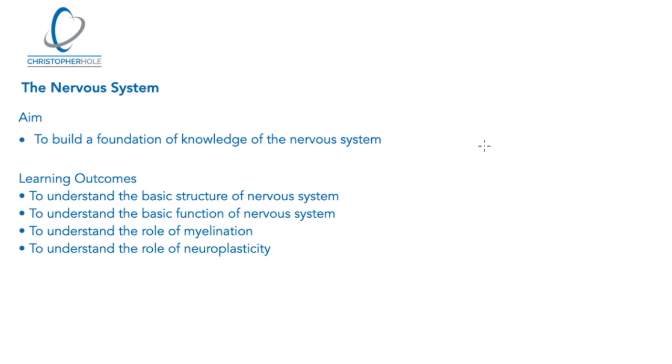Welcome to these tutorials on the nervous system. Our aim in these tutorials is to build a foundation of knowledge of the nervous system. So we're going to be looking at many labels, different parts. We are going to be discussing the basic function of the nervous system, but it is very much an overview. There's a lot more information in how the nervous system works, but what we want to try and do is get that basic sort of understanding in place.